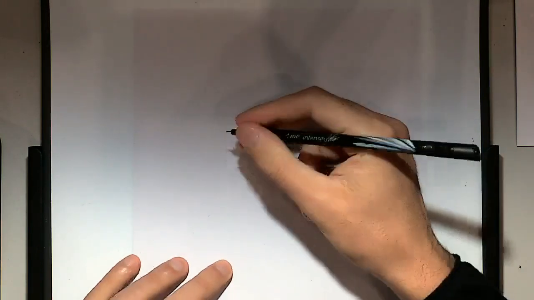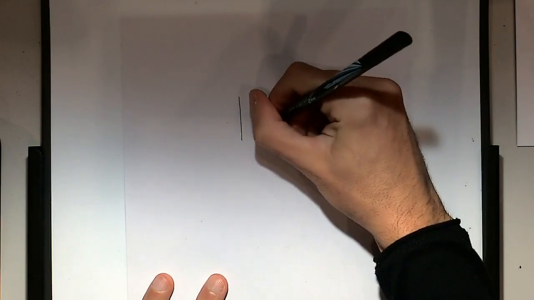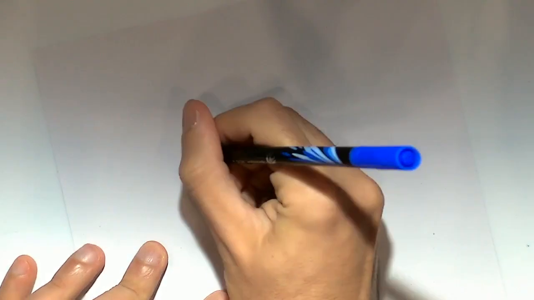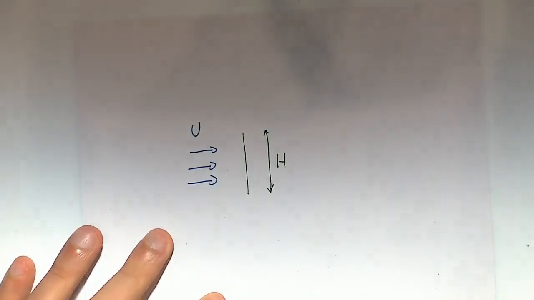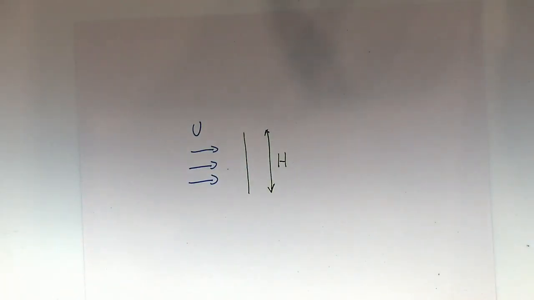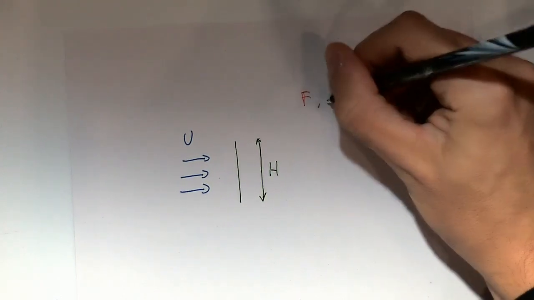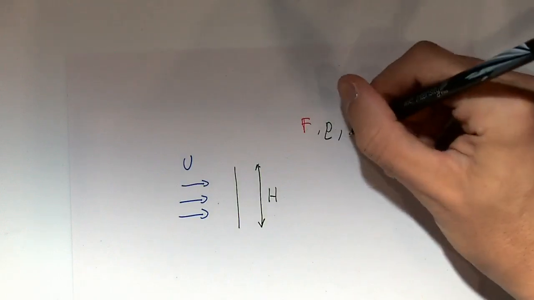Let's imagine that we have a certain wall. This wall has a certain height, I will call it H. There is some wind on this wall. The wind is coming with a certain velocity, I will call this velocity U. You can imagine that the wall will undergo a certain force due to the presence of the wind. I will call this force F. We are in air, but we can be in water, oil, or any kind of fluid. For sure, this fluid will have a certain density, rho, and a certain dynamic viscosity, mu.